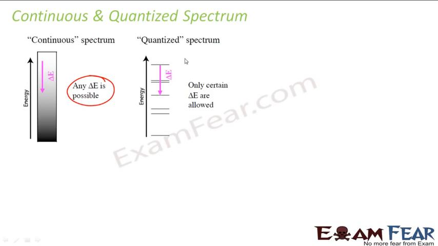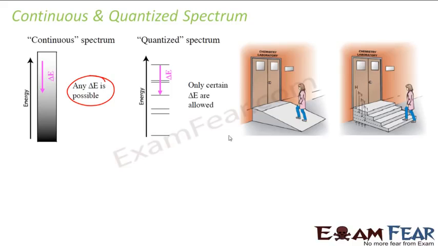But when you say quantized spectrum, delta E will have only certain values. To understand in layman's terms, for example, in this case, this student can go from here to here also, from 1 to 2 or 1 to 3, any point it can move. But if you have made steps, this person can move only one step at a time, from 1 to 2 or 1 to 3. There are only 4 steps now.